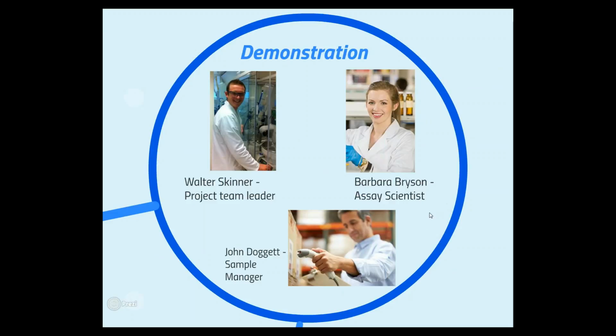Barbara Bryson is an assay scientist, so she works in one of the assay labs. In this example, she's working in a DMPK lab, evaluating a DMPK profile for new entities that have been generated from the project team. So she's going to receive that request for those assays, evaluate the inventory, and then order the inventory to be prepared from the sample manager.